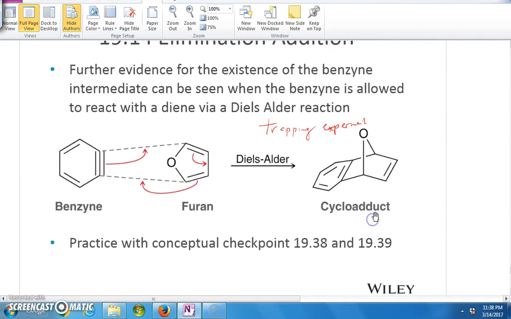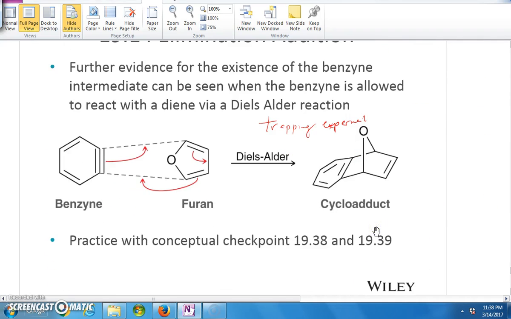Okay. Further evidence for the existence of a benzyne intermediate can be seen when benzyne is allowed to react with a diene via a Diels-Alder reaction. Of course, you can carry out a trapping experiment in which the benzyne is trapped by furan to give the cycloadduct.